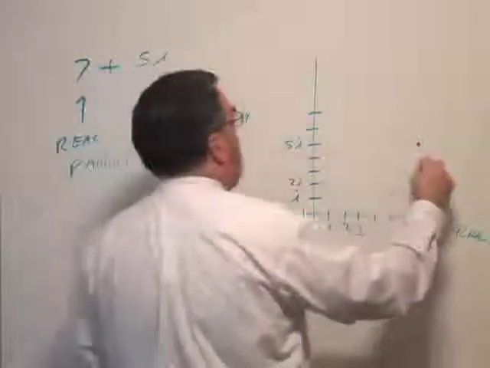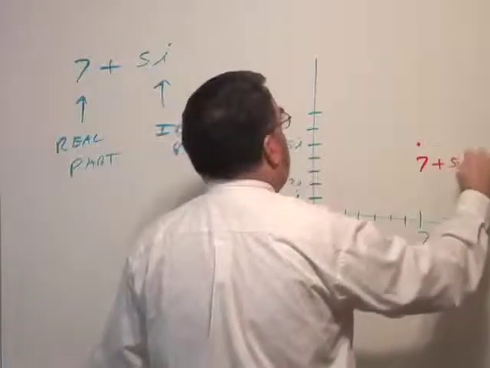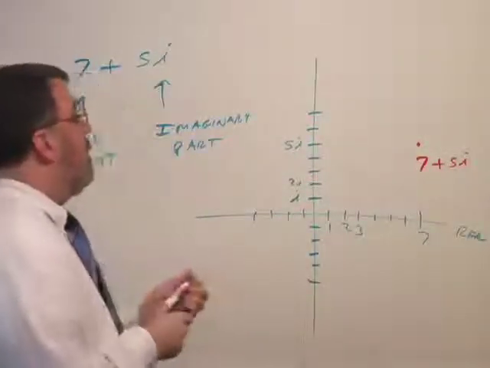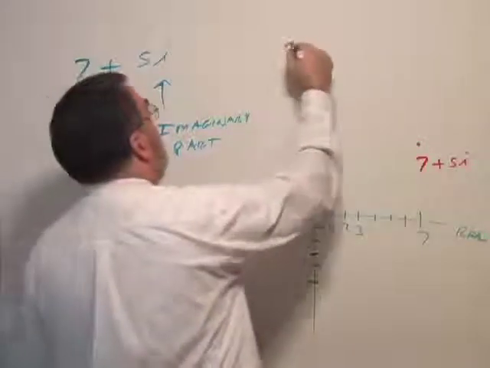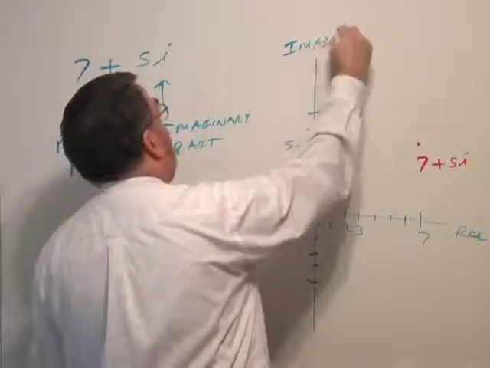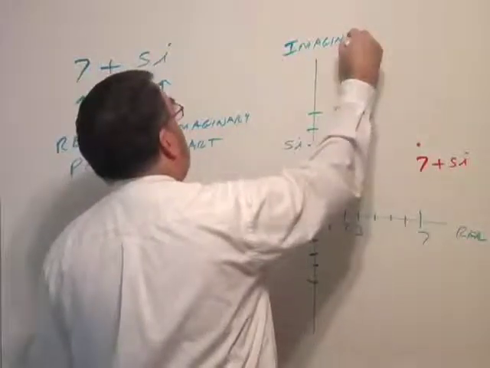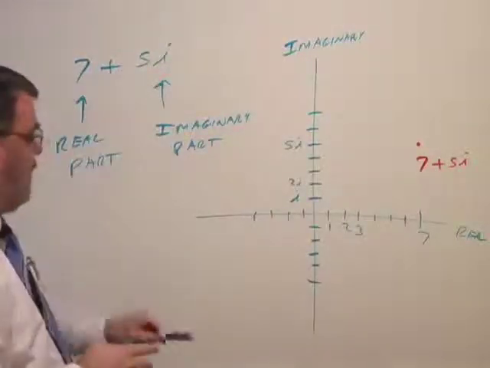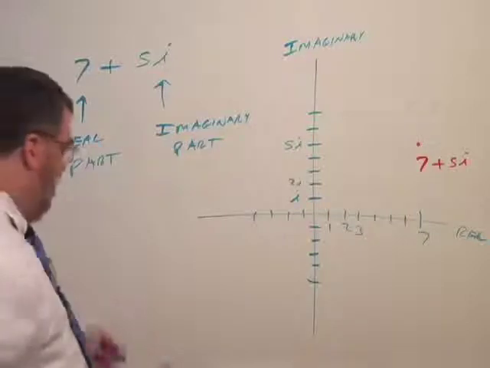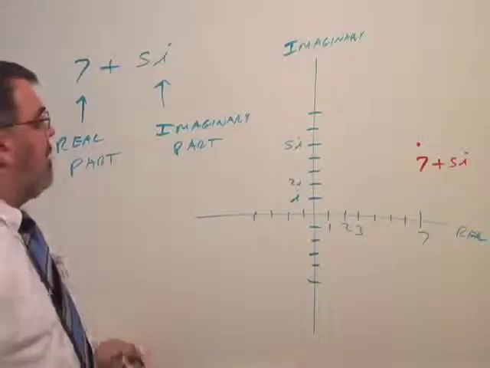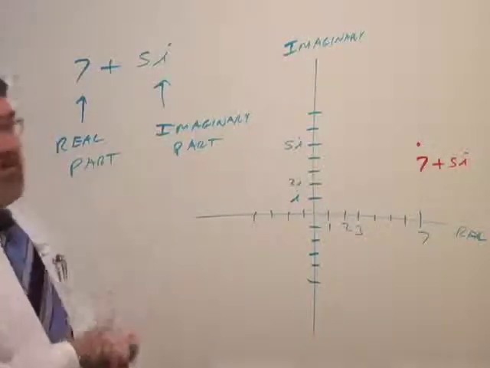So here's the number 7 plus 5i, and I didn't label this. This is the imaginary axis. So it takes 2 dimensions to describe the complex numbers, and they're two-dimensional numbers.